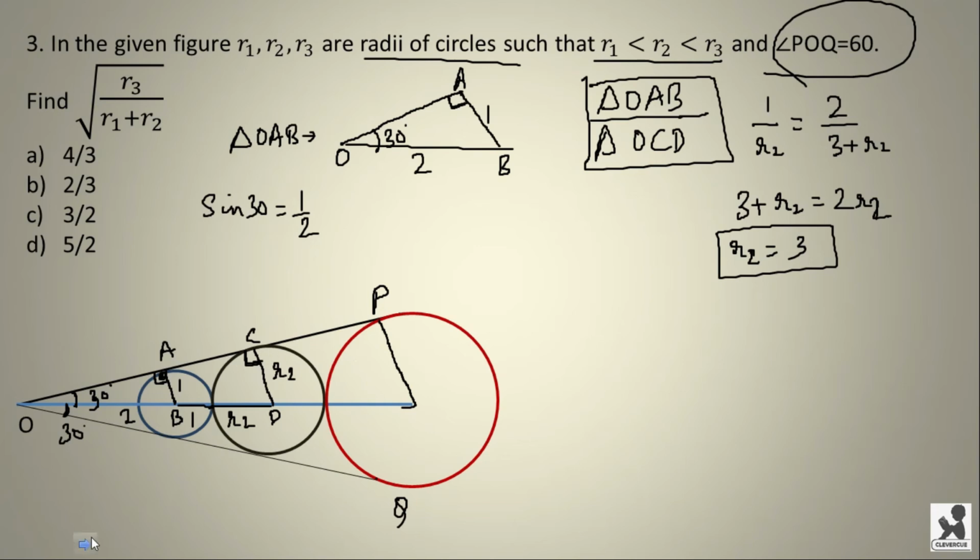We get the value of R2 as 3. So we have calculated the radius of the second circle, that is the little bigger circle, the medium circle. It is 3. Now if we have a common tangent to 3 circles in such a way as shown in the figure, then we have to remember this formula.